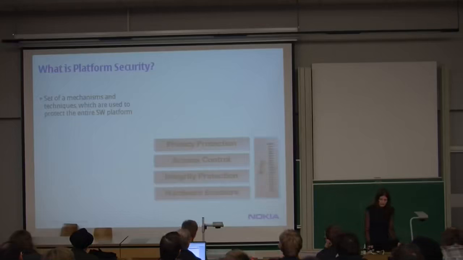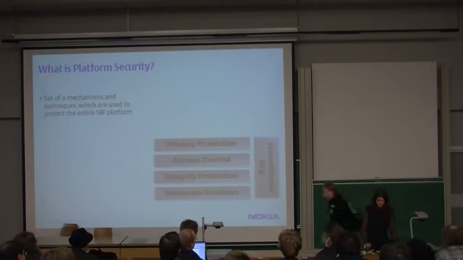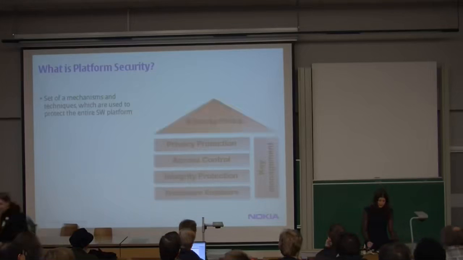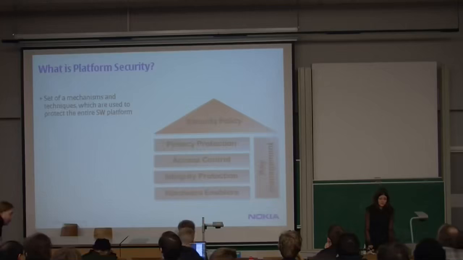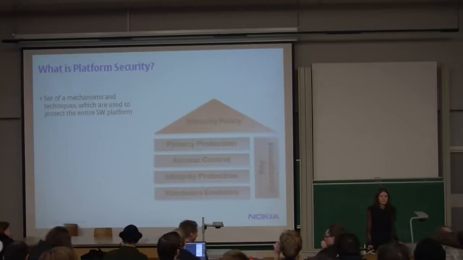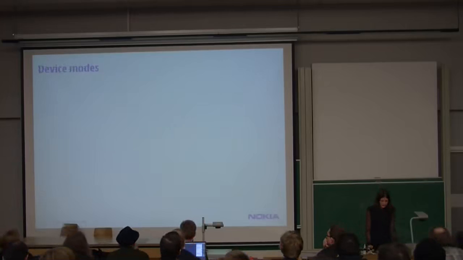On the side of all these bricks of our house, there is key management. Key management is needed on all of these levels, so that's why it stands aside. On the top of the house, there is a roof, called here security policy. This is the control point of the whole platform security. Security policy defines how all these mechanisms work and what the needed security level is. So this is just a couple of words to explain what platform security is.